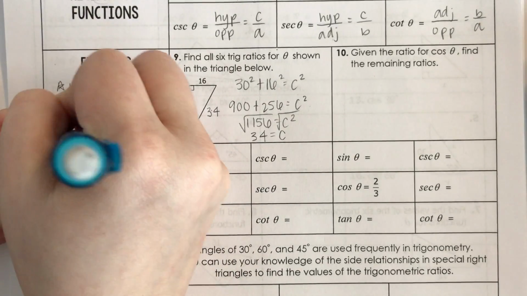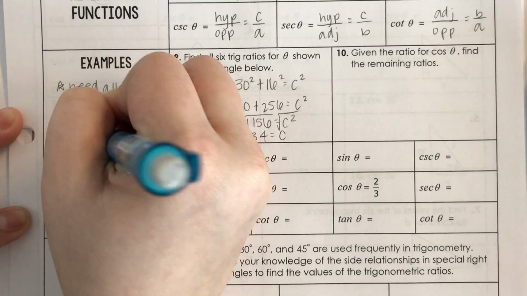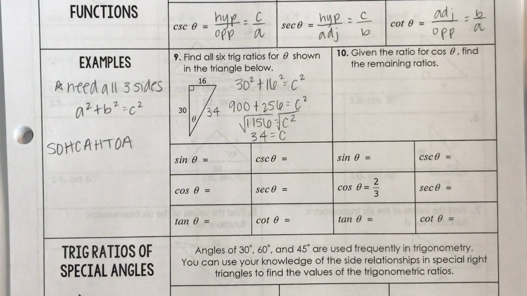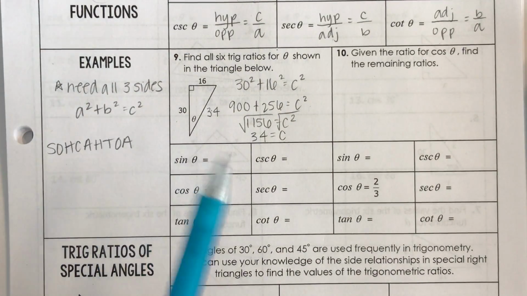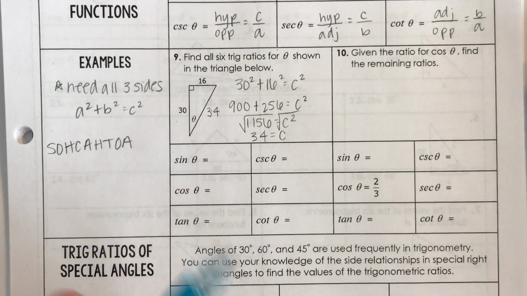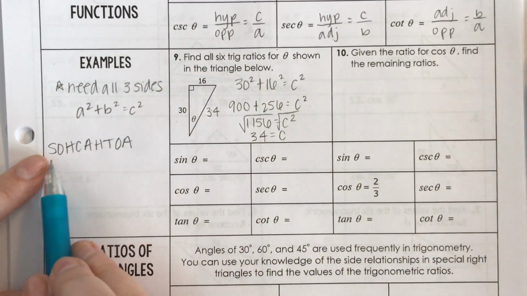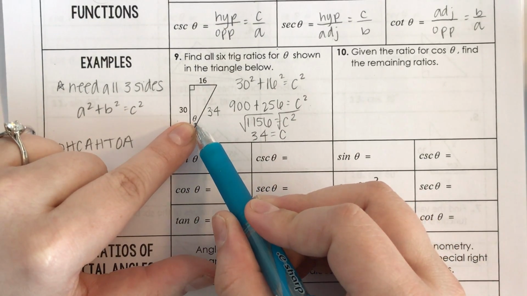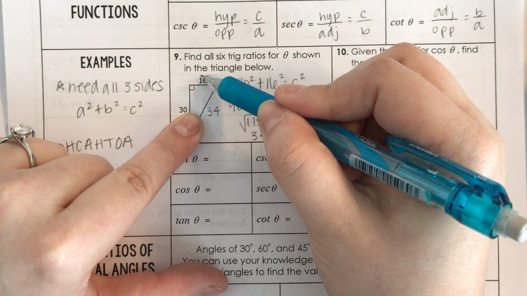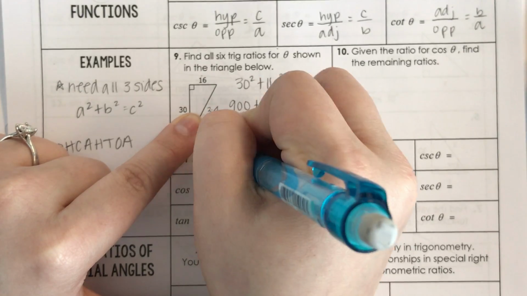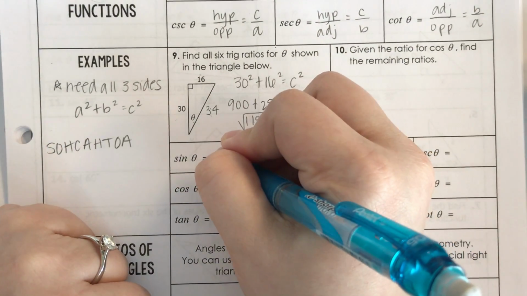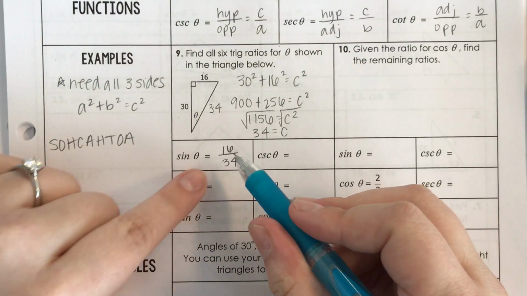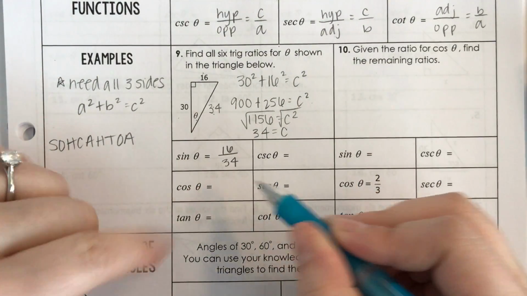Again, SOHCAHTOA. I write this down everywhere when I'm trying to use it. It helps me remember. When you take your test, write it all over your test. Just write it all over, okay? So sine is opposite over hypotenuse. So here's our theta. The opposite side of theta is 16 over the hypotenuse is 34. That's it. Okay? We'll do all 3 of these, and then we'll do those 3.